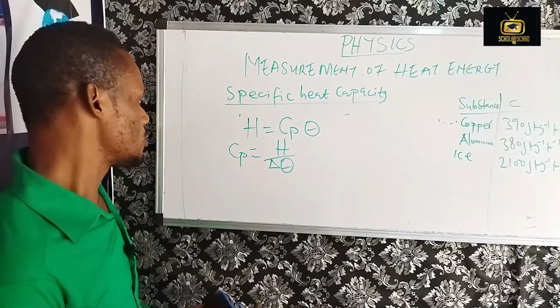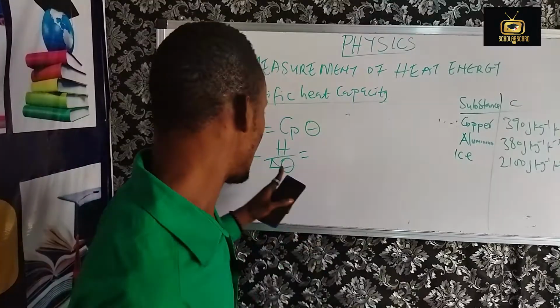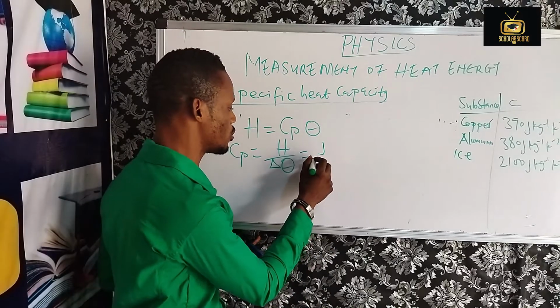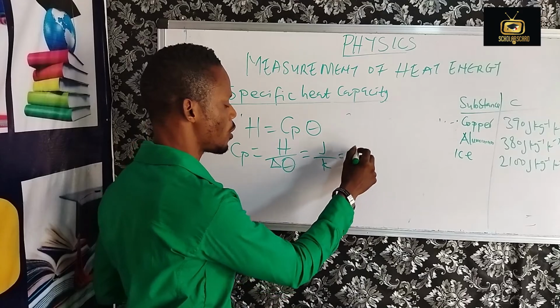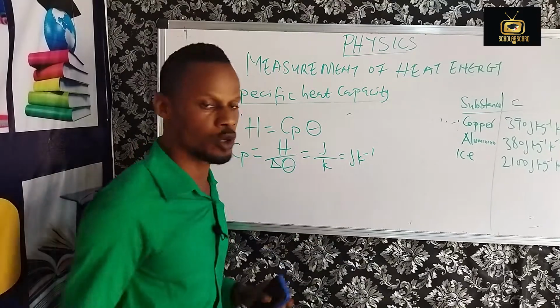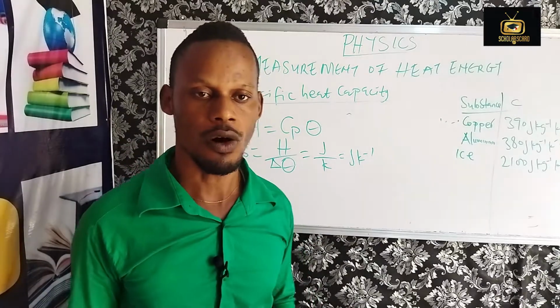Good. Now we can get the unit of heat capacity. The unit of heat energy is joules, while the unit of temperature is Kelvin, which is scientifically joules per Kelvin. So joules per Kelvin is the unit of heat capacity of a substance.